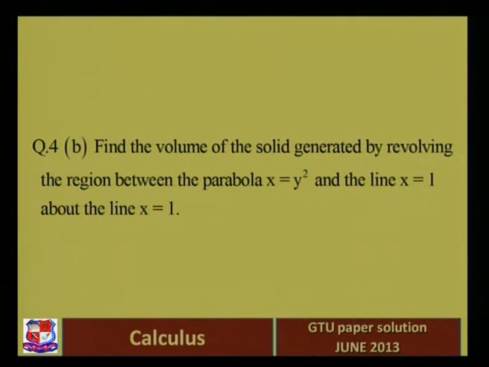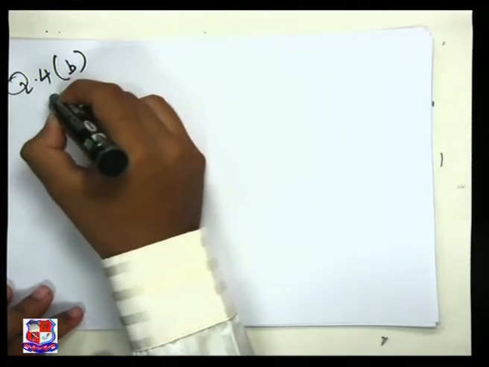Question 4b. Find the volume of the solid generated by revolving the region between the parabola x is equal to y square and the line x is equal to 1, about the line x is equal to 1. So first of all we draw the graph of the parabola x is equal to y square and the line x is equal to 1. Just remember we have to find the volume of the solid generated by revolving the region between these two curves, about the line x is equal to 1. So question number 4b, let's see how we solve.